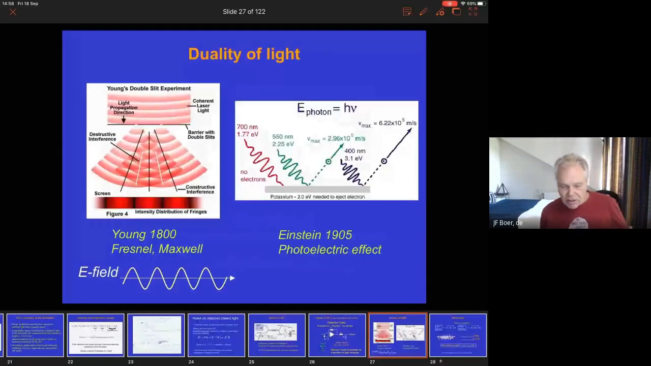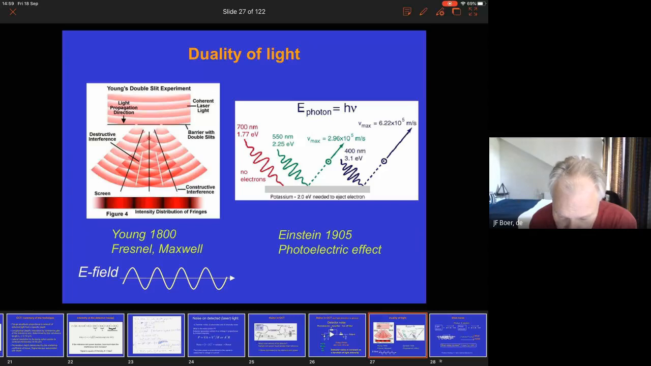So now I want to go to the duality of light, and I think you're all aware of the fact that light can be described both as a particle and as a wave. In general, we have the wave picture of light, but there was, of course, the famous experiment describing the photoelectric effect. The photoelectric effect could only be explained if we assumed that light was actually a particle. So that's why it's a groundbreaking experiment.